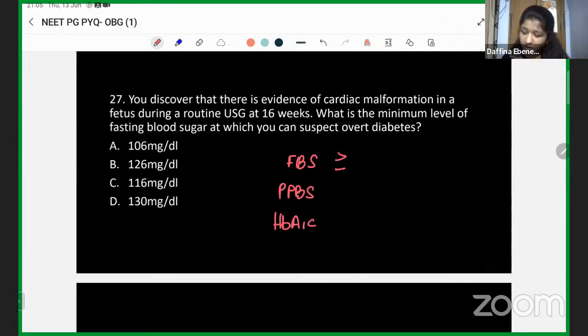Fasting blood sugar more than or equal to 126, postprandial blood sugar more than or equal to 200, HbA1c more than or equal to 6.5%. So the answer is fasting blood sugar should be at a level of 126 milligrams per deciliter or above for pregestational diabetes mellitus.